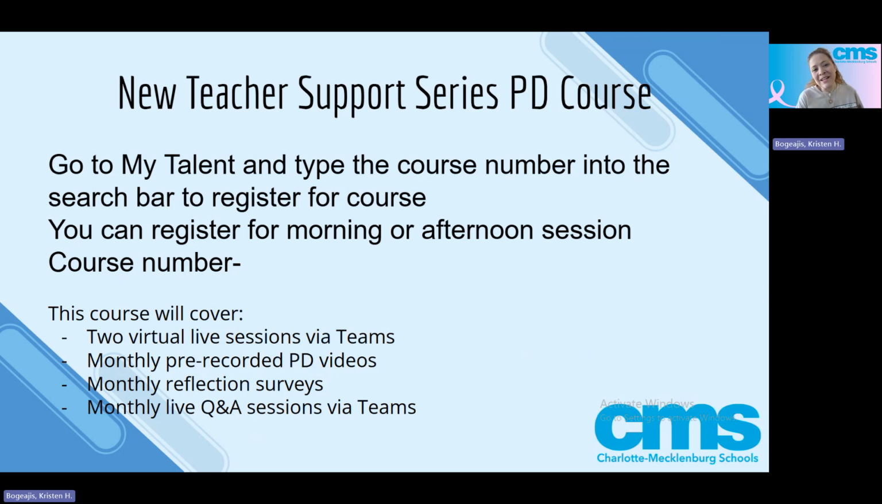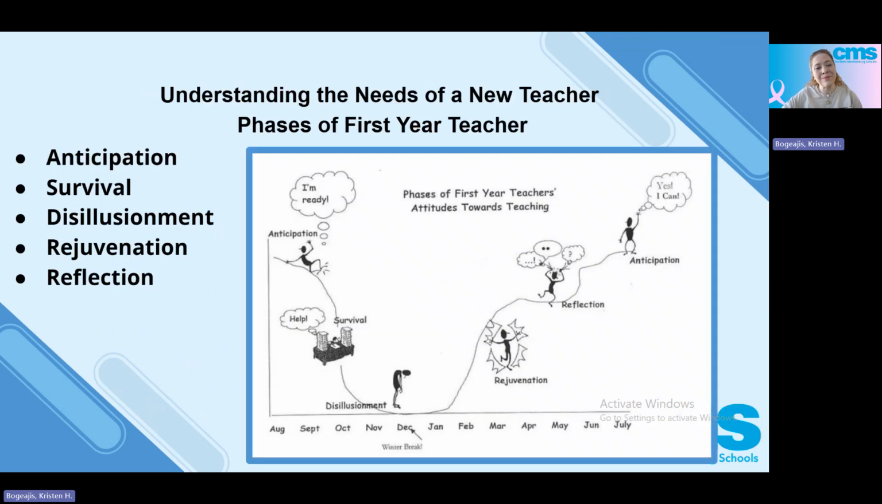All right, in order to sign up for the new teacher support series, you're going to go to My Talent and you're going to type the course number into the bar. That course number is going to be provided in the GroupMe, and then it's also provided in your monthly newsletter emails. So make sure that you're using the information there to sign up for this professional learning opportunity, and that way you will get those 1.6 CEUs.